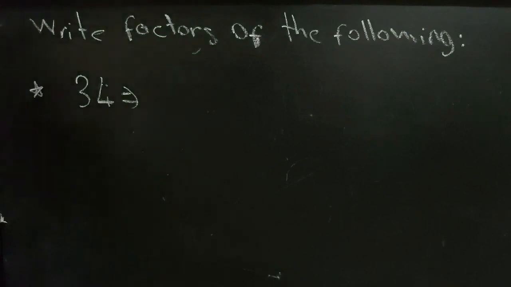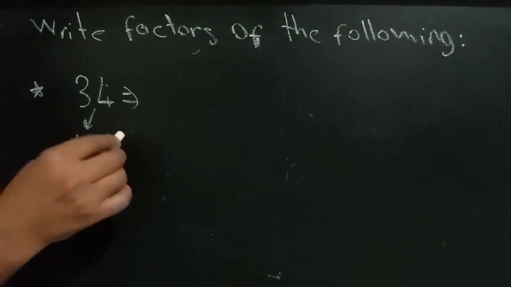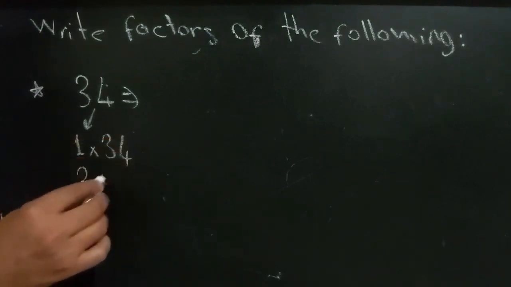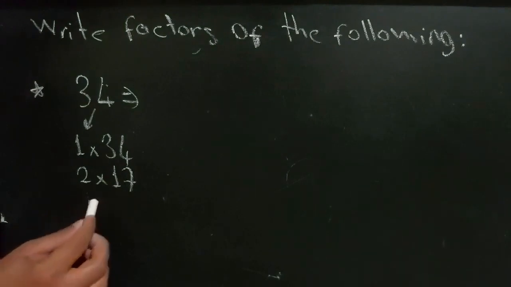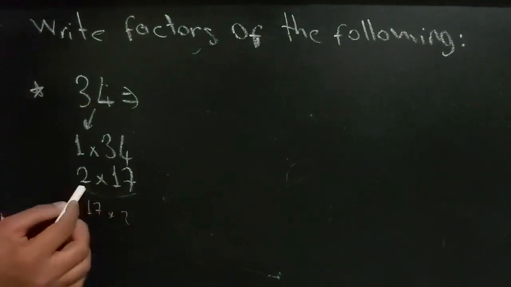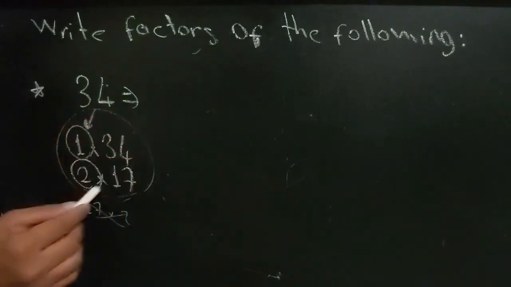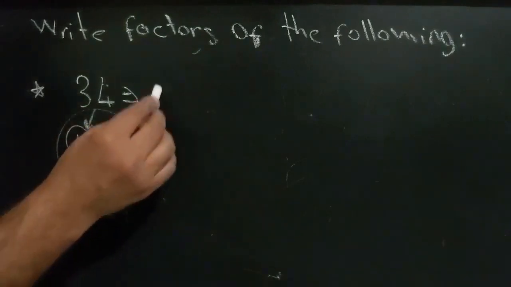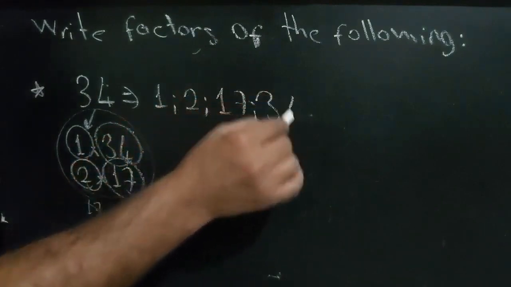So for 34, 34 is 1 times 34, 2 times 17, and when you go like that you will find 17 times 2, which is going to be a repeat of this. You don't need to continue those numbers. 1, 2, 17, 34.